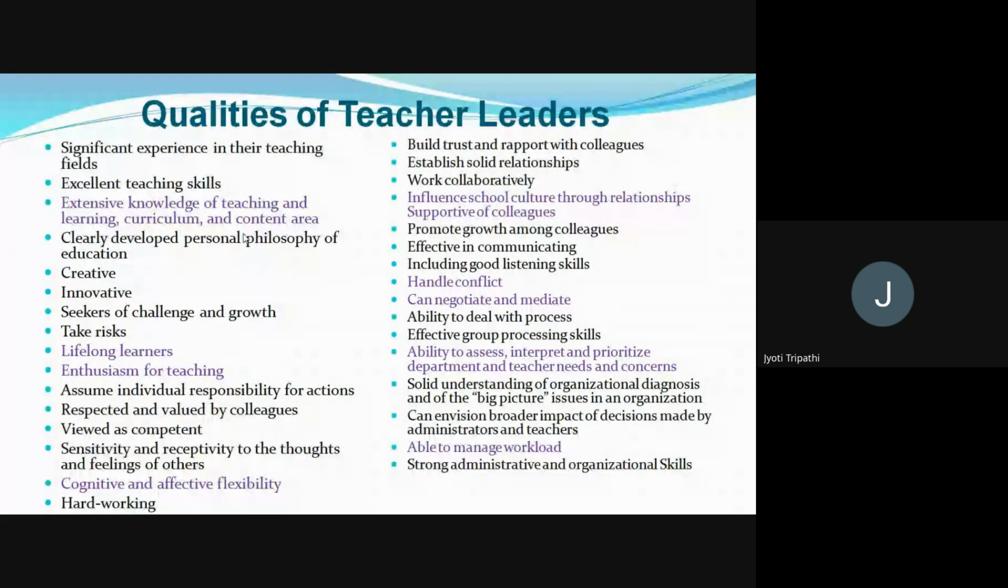Now they can also negotiate and mediate. Yes, negotiation skills and good mediation skills are there with them. Their ability to assess, interpret, and prioritize department and teacher needs and concerns. So they should know prioritizing their work. So yes, I call it very important.